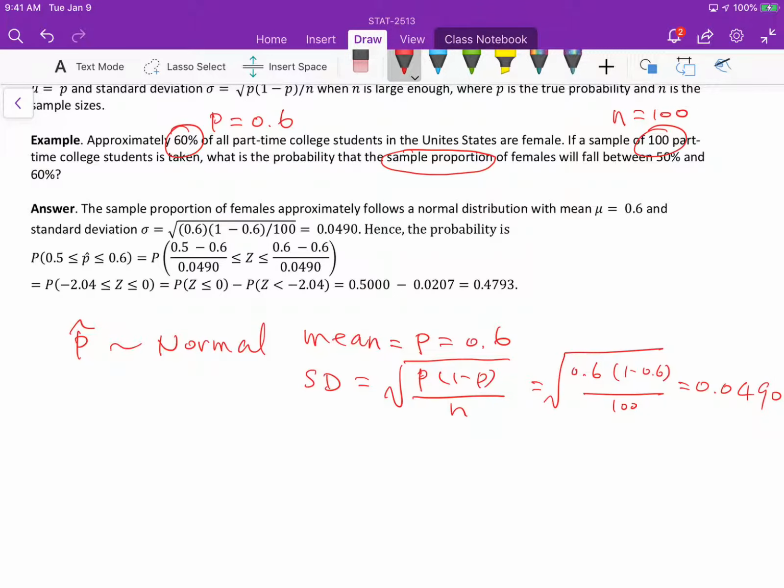Okay? After that, we just treat p hat as a normal distribution, and then we find the probability. Basically we need to find the probability that p hat falls between 0.5 and 0.6.